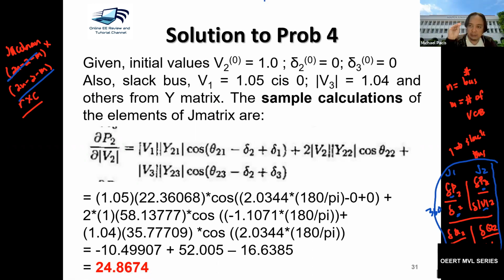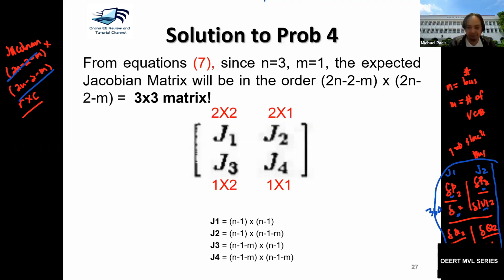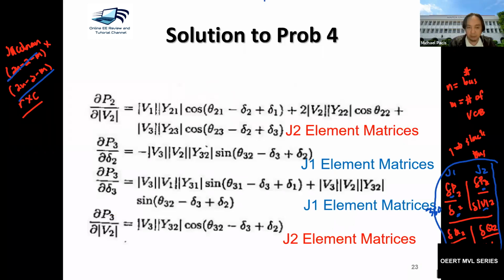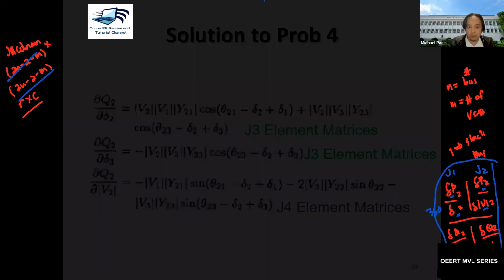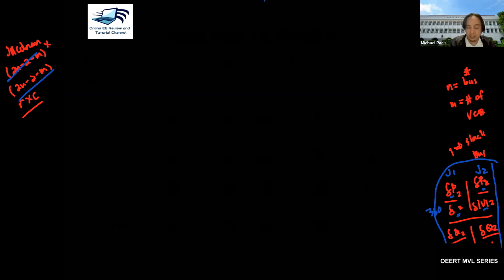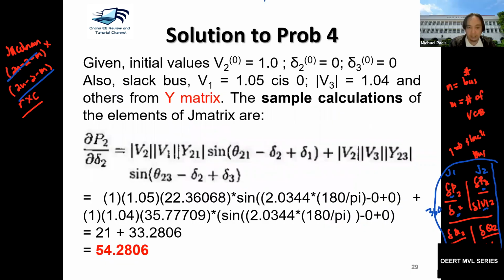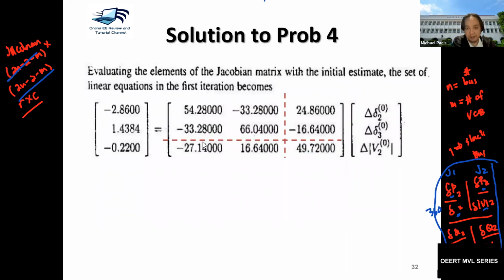Now, if you complete all of the 9 elements based on the equation here, as I have mentioned, 9 elements: 1, 2, 3, 4, 5, 6, 7, 8, and 9. The next few answers will be this. That is what comes out. As you can see, you have 9 elements, and as we have discussed, this is a 2 by 2.